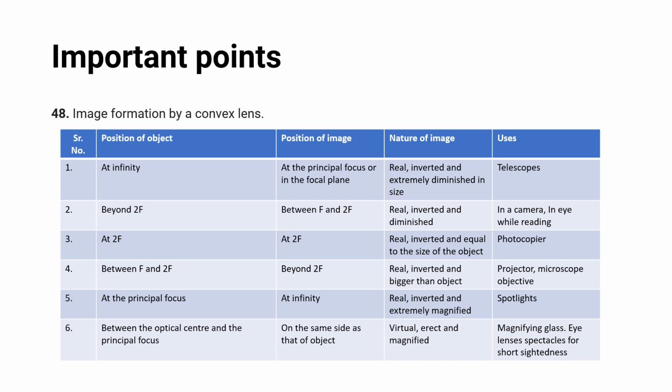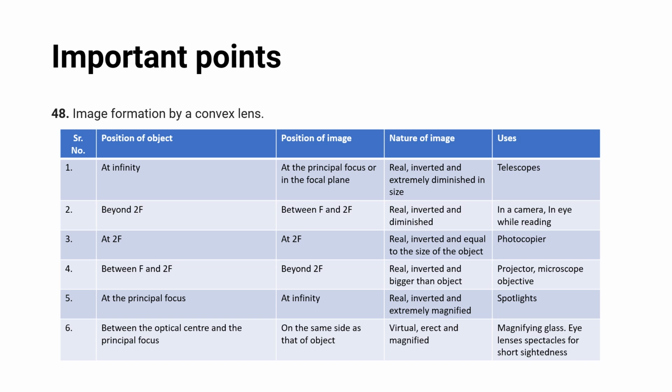Position of object at 2f, image will be at 2f, will be real, inverted and equal to the size of the object. Used in photocopiers. If the position of object is between f and 2f, the image will be beyond 2f, real, inverted and bigger than object and used in projector, microscope objectives. If the position of object is at the principal focus, the position of image will be at infinity and will be real, inverted and extremely magnified, and it is used in spotlights.